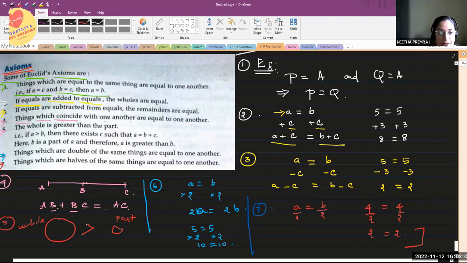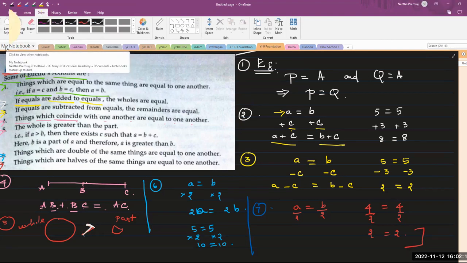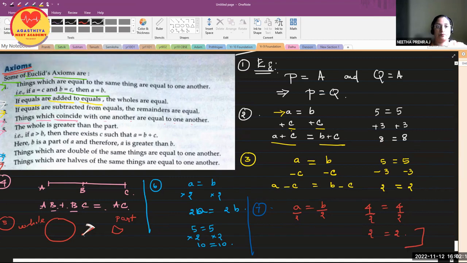This symbol denotes greater than. That you know, right? Yes, ma'am. Okay, that's good. Okay, dear. So once you copy it, let me know.